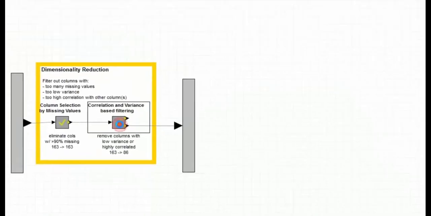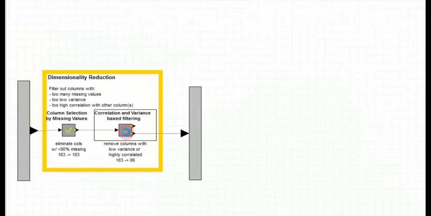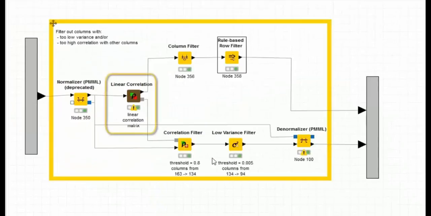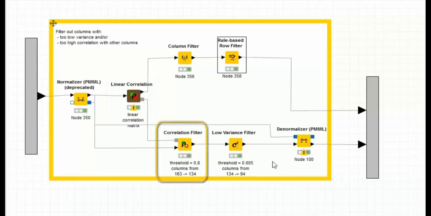Let's check now the other two techniques for dimensionality reduction. The first one is based on the calculation of the linear correlation. Of two highly correlated columns, one is refused. The second technique is based on the calculation of the variance. Columns with too low variance are also removed.